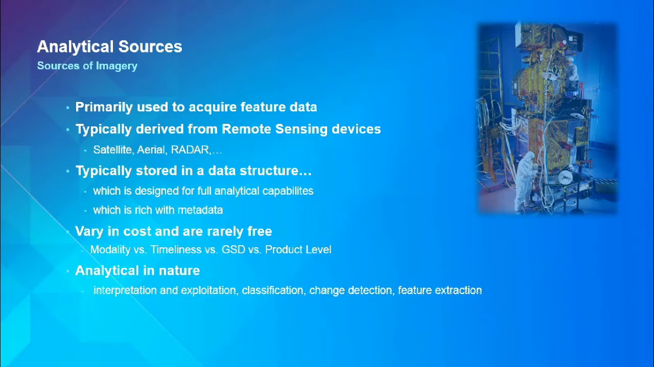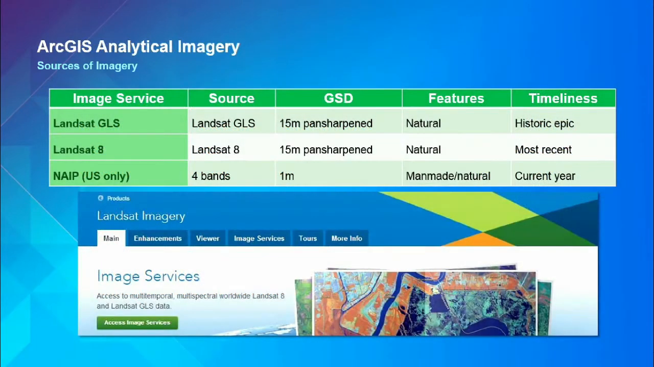They vary in cost. Very rarely are they free, right? So depending on what your need is, somebody's paying for this, and probably it's a premium capability. But they are analytical in nature, and people use them for classification of features, feature extraction, change detection. There are 3 of those which come with the product.